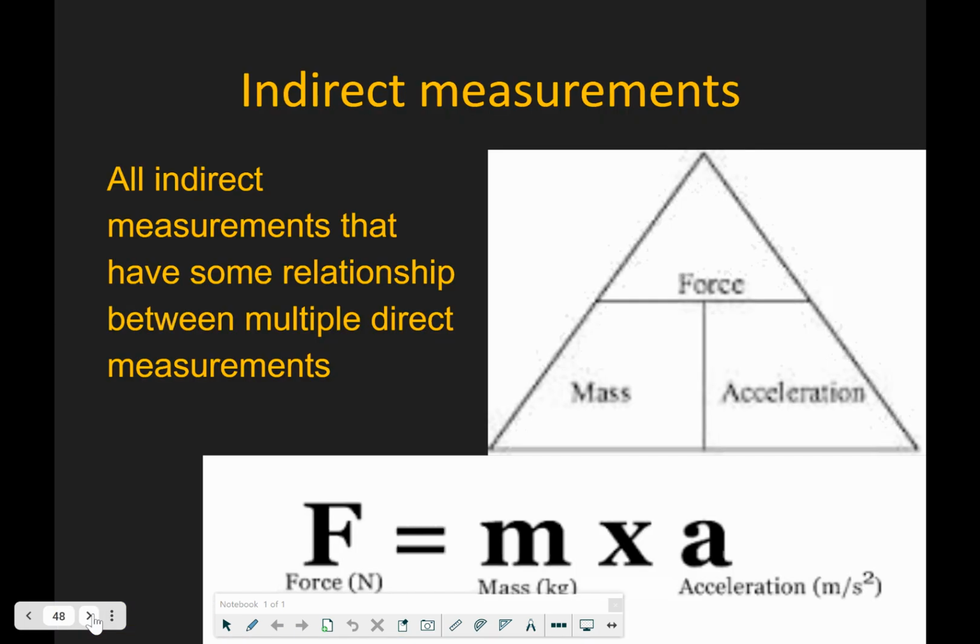Okay, so we've talked about direct measurements, or measurements collected with tools. We have the 7 basic direct measurements. The next thing we're going to talk about is indirect measurements. An indirect measurement is a measurement that has some relationship between multiple direct measurements. It's either adding them together or subtracting them. What we're going to deal with is usually multiplying or dividing them. So to find an indirect measurement, you must have 2 direct measurements.